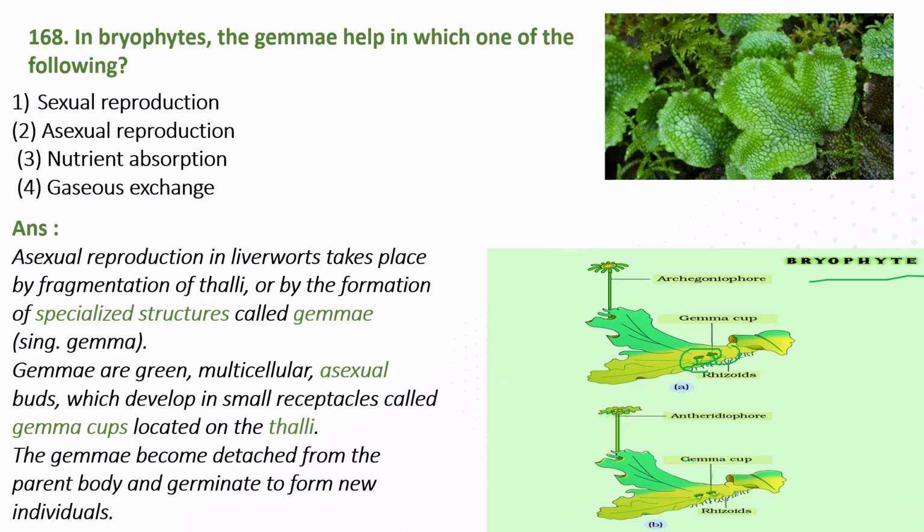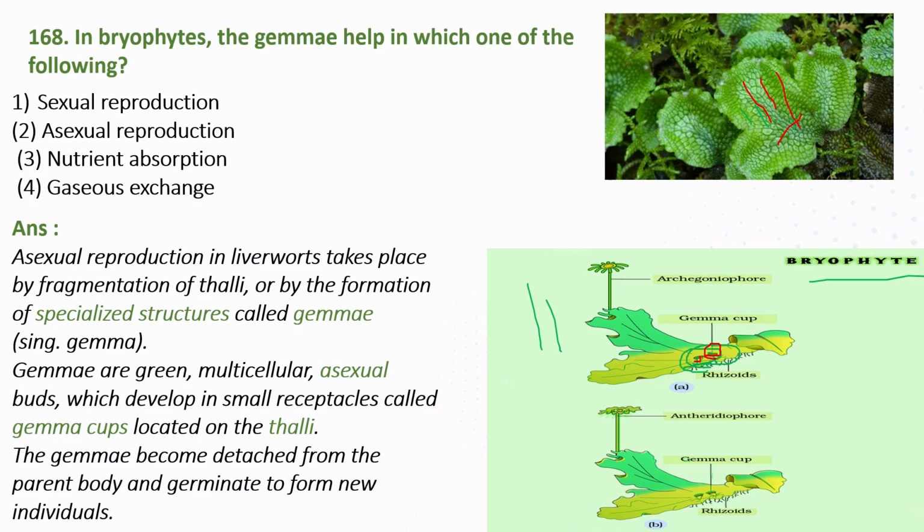So what is the role of these gemmae? They are produced by the fragmentation of thalli. Fragmentation means they are divided into fragment-like structures. Due to the fragmentation of the thalli, some gemmae are formed in cup-like structures known as gemma cups. So what is their role? They are not formed with the help of any parent; they are formed on their own.